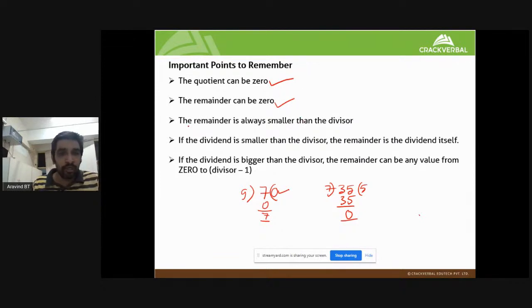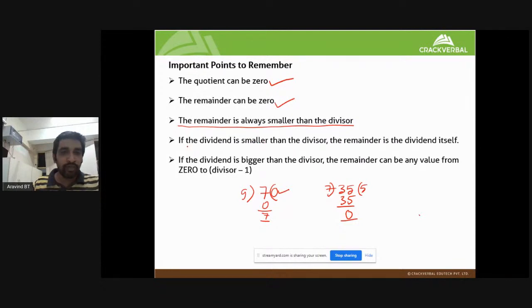And also remember that the remainder should always be smaller than the divisor. This is a very important point that will have a bearing on a lot of questions that we are going to solve today. Remember that the remainder can never be equal to the divisor. It can never be more than the divisor. The remainder is always going to be lesser than the divisor. Right? That is always a proven fact.